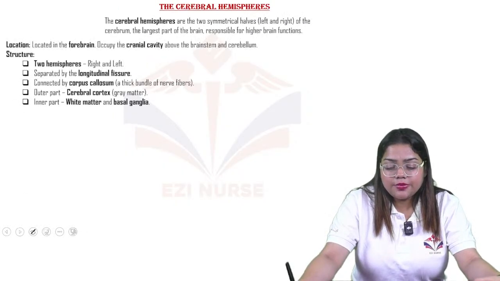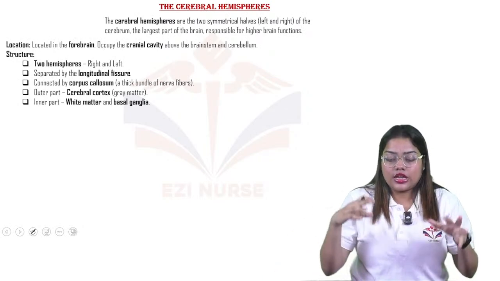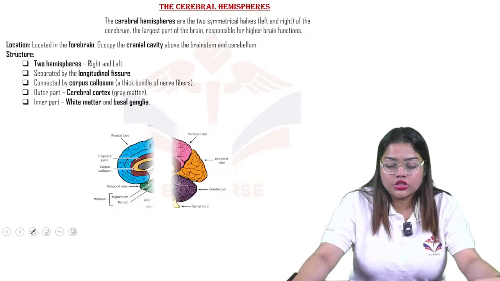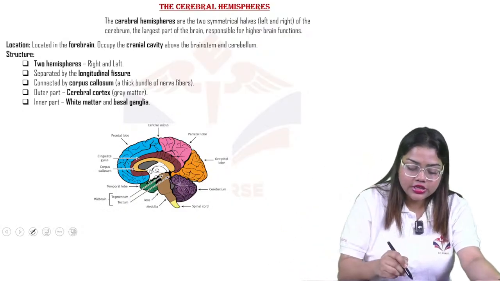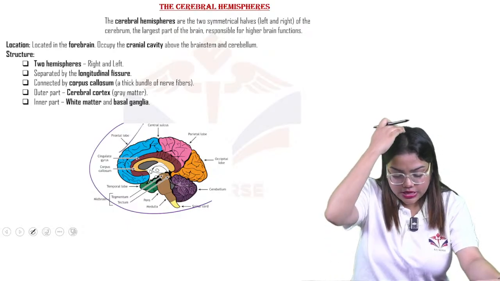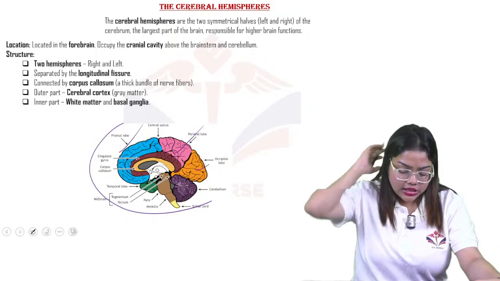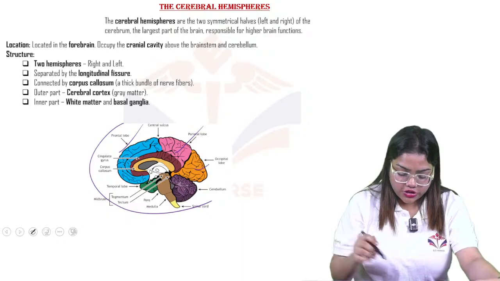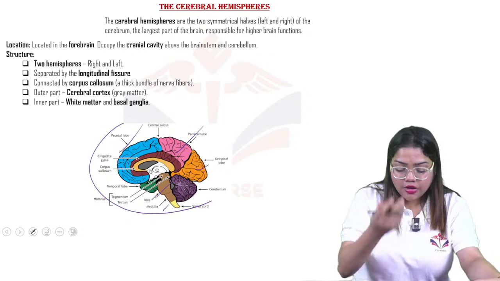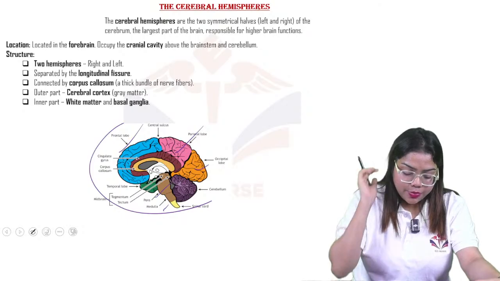Next is the cerebral hemisphere. The cerebral hemispheres are two symmetrical halves of the cerebrum, the largest part of the brain. It is responsible for higher brain functions. Here you can see in the picture. In the front we have the frontal lobe. Here we have the central sulcus. Then we have the parietal lobe and occipital lobe. In the back we have the cerebellum and spinal cord, pons and medulla. Then after the frontal lobe ends, there is the temporal lobe.